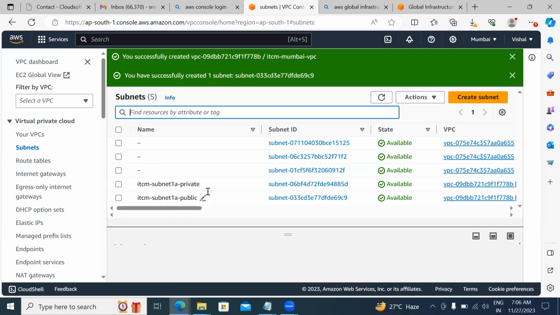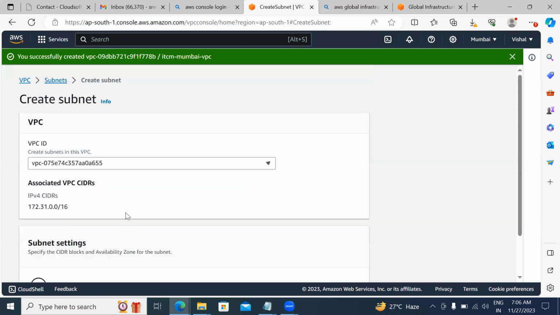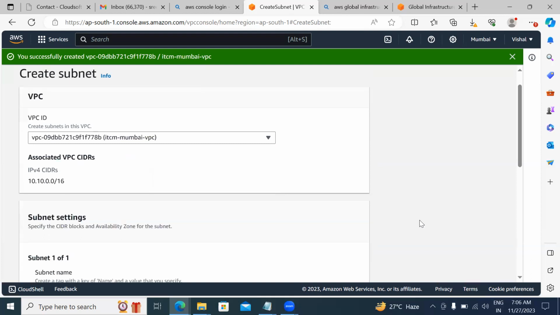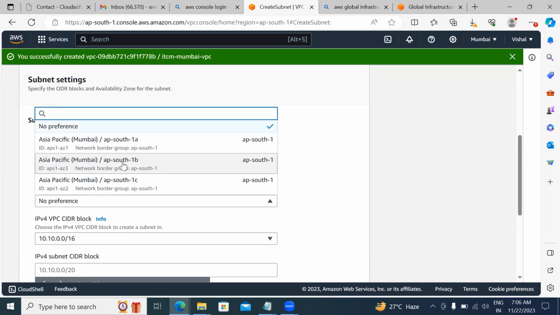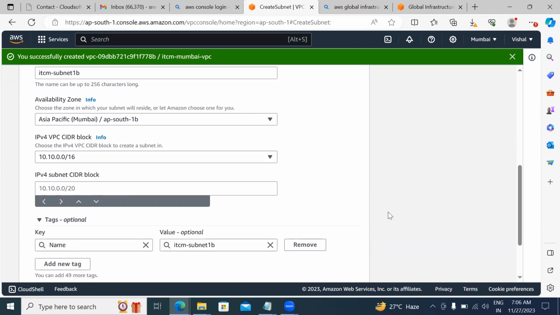Are all these subnets, by default, public or private? By default, private. In a custom VPC, all will become private only. I'm going to use subnet 1B. Here, if you don't choose a zone and leave no preference, then it can choose any zone. There is no guarantee it goes to 1B only.